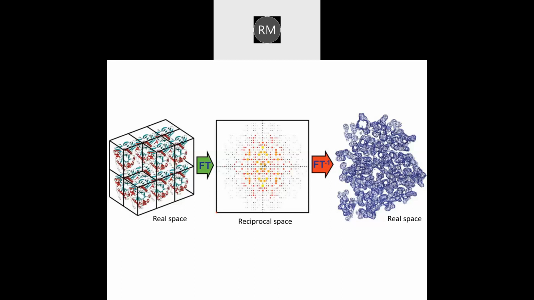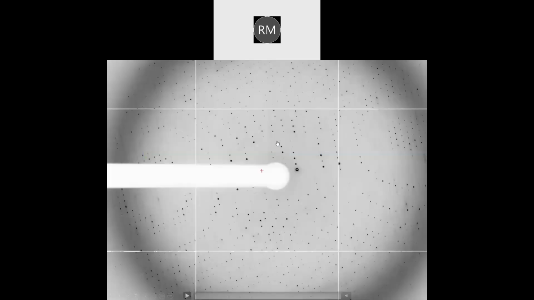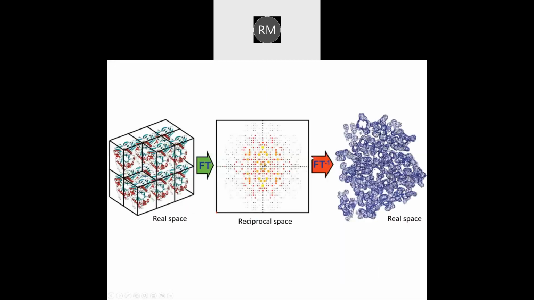So you produce diffraction patterns, which is basically what happens in this diffraction pattern. If you look closely, there are different intensities. Some spots are light, other spots are very dark, like that, and they are arranged in a particular order. So this is what we call reciprocal space.